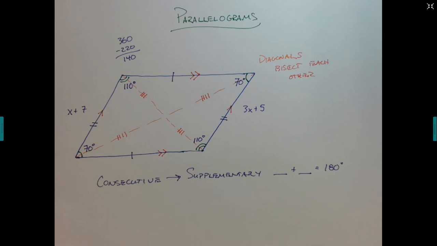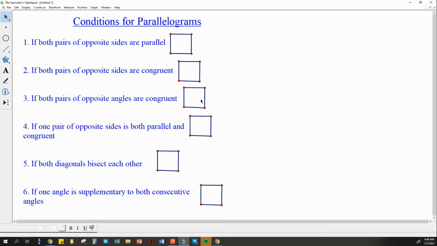All right. And on top of that, we got to take it a little bit further because this is a little bit where it gets confusing. Question is, what's the minimum amount of information that we would need to know in order to know that we have a parallelogram?